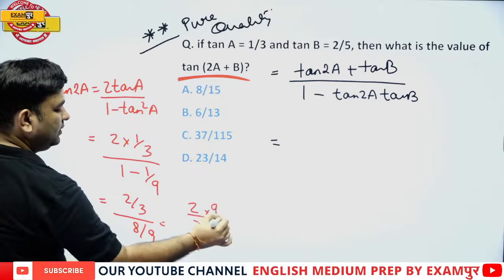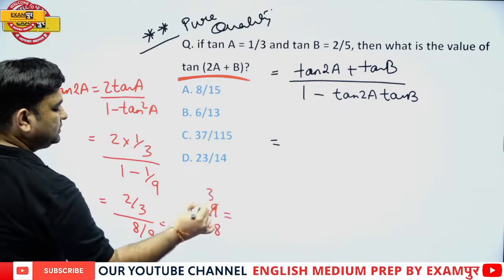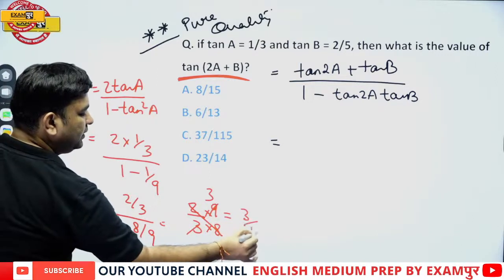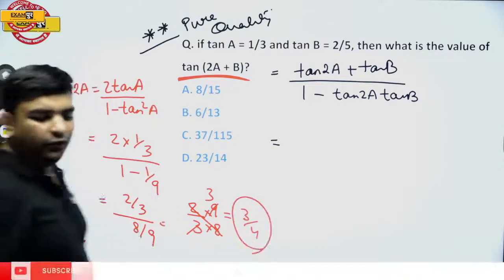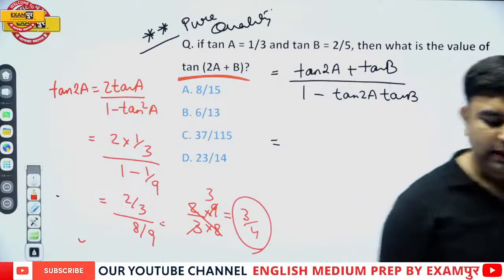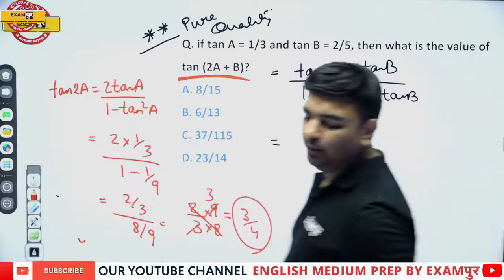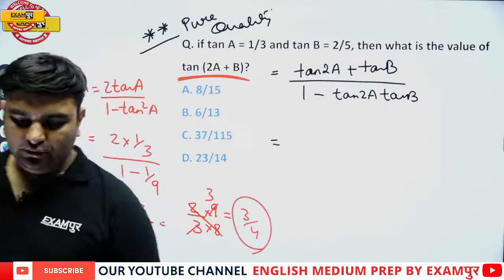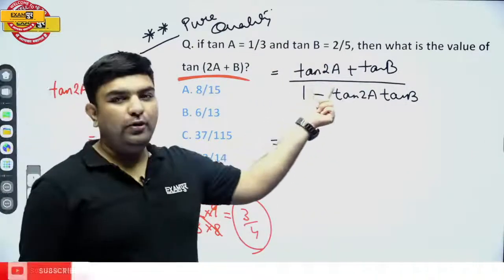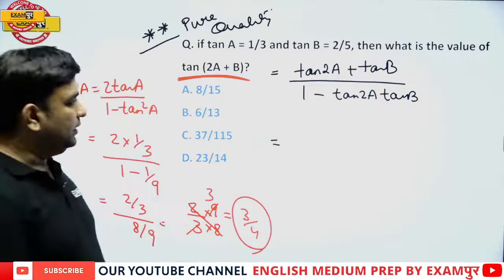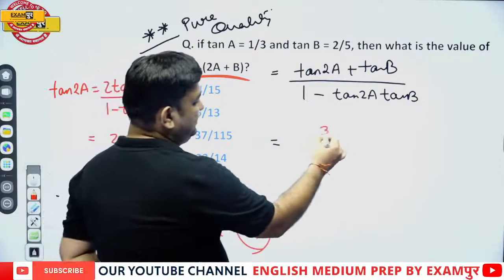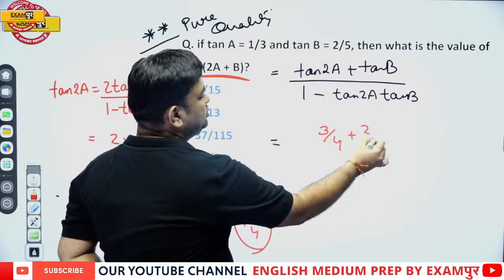Okay. 3 by 4. Are you also getting 3 by 4? Definitely you should be. So the value of tan 2a is coming as 3 by 4, and tan b is given as 2 by 5.